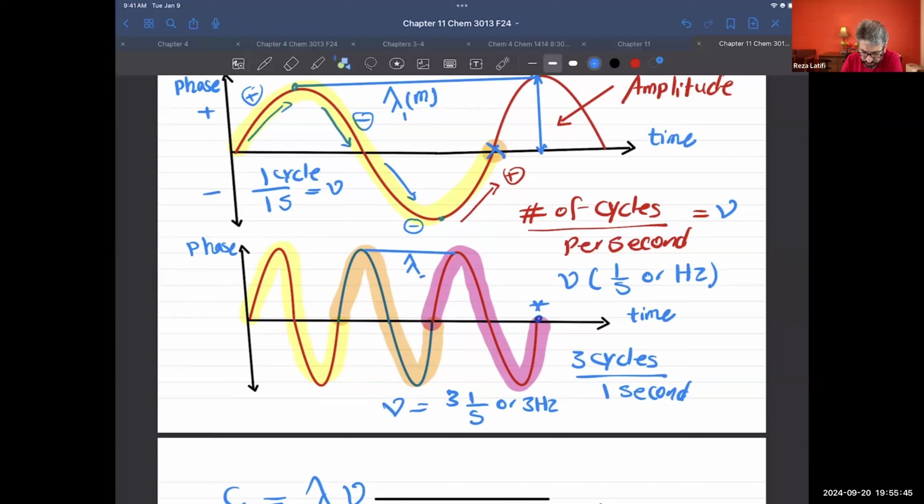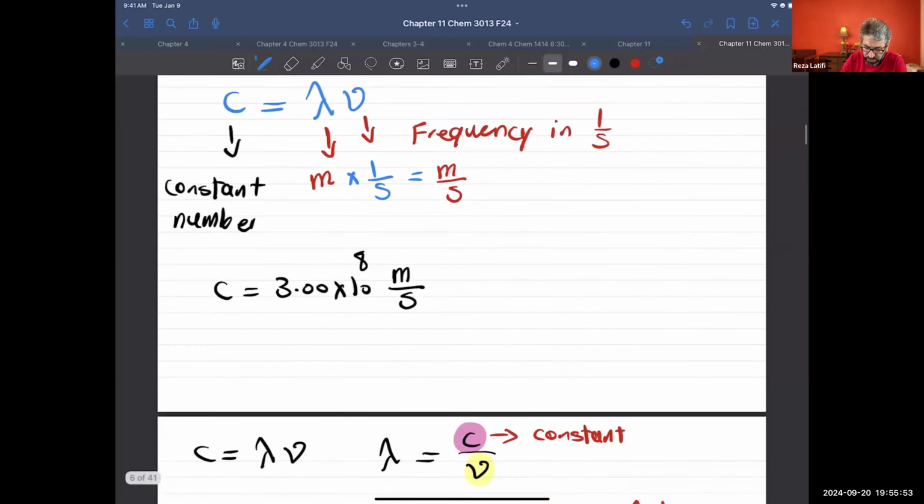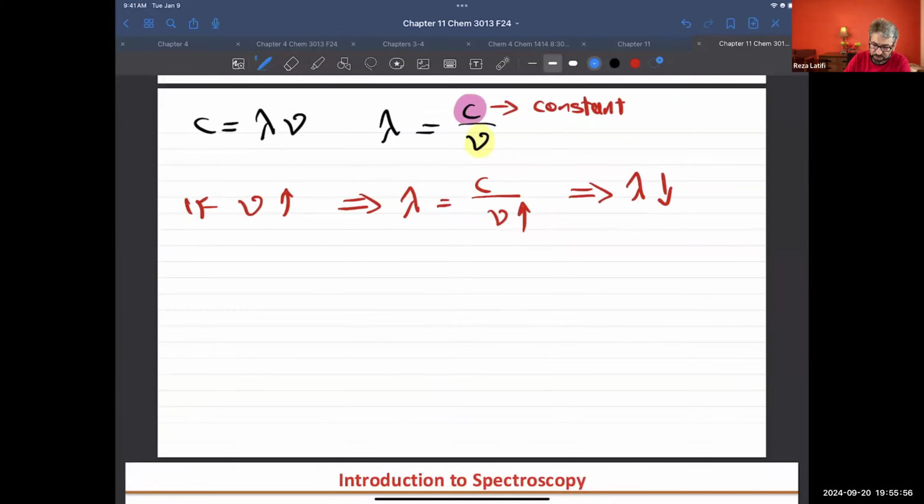If I call this one 1 and this one 2, the wavelength for the second wave is smaller. Why smaller? Because we increased the frequency. So as the frequency goes up, wavelength is going to go down. Again, if frequency goes down, if you stretch the wave, you drop the frequency. In that case, wavelength is going to be c over nu. Nu went down, and that's going to give you a lambda that got stretched, or bigger. So the wavelength is going to be longer as you decrease the frequency.